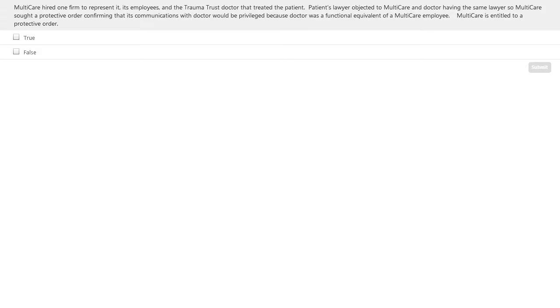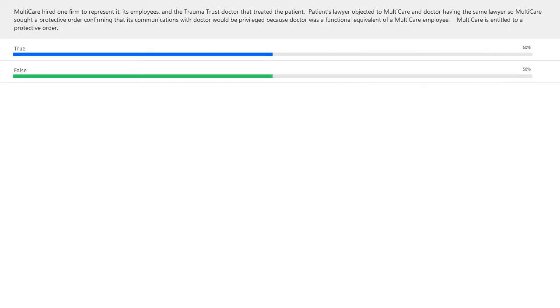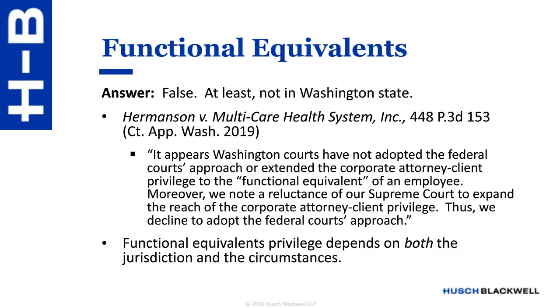And the survey says 50-50 again. This time the answer is actually false, but not because of the facts, but because of the jurisdiction. This hypothetical is another real example from a recent case out of Washington State. But unlike Tennessee, Washington State has not recognized the functional equivalence privilege.